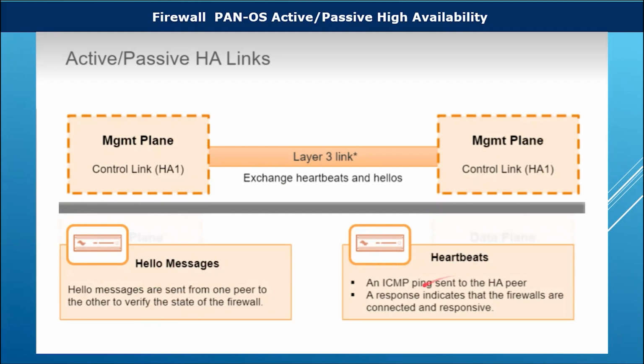Heartbeat is basically an ICMP ping sent to the HA peer. Once we get a response to that, we identify that the firewall is active.